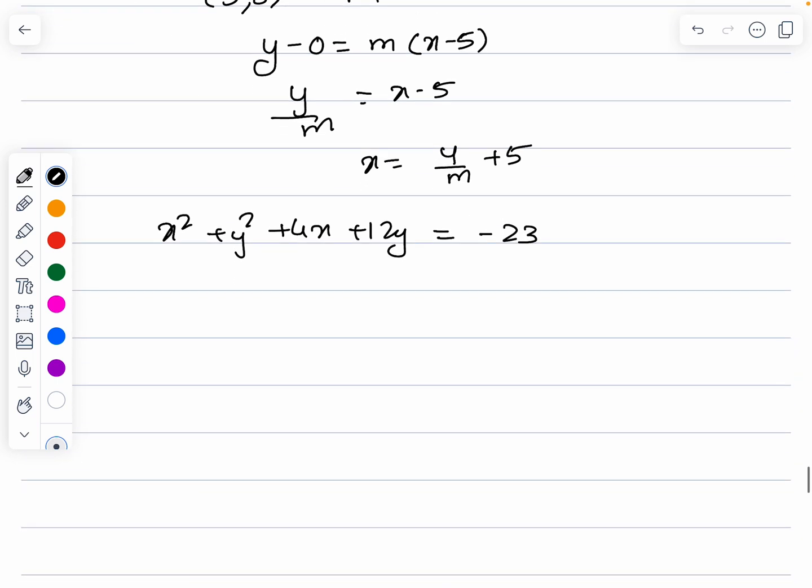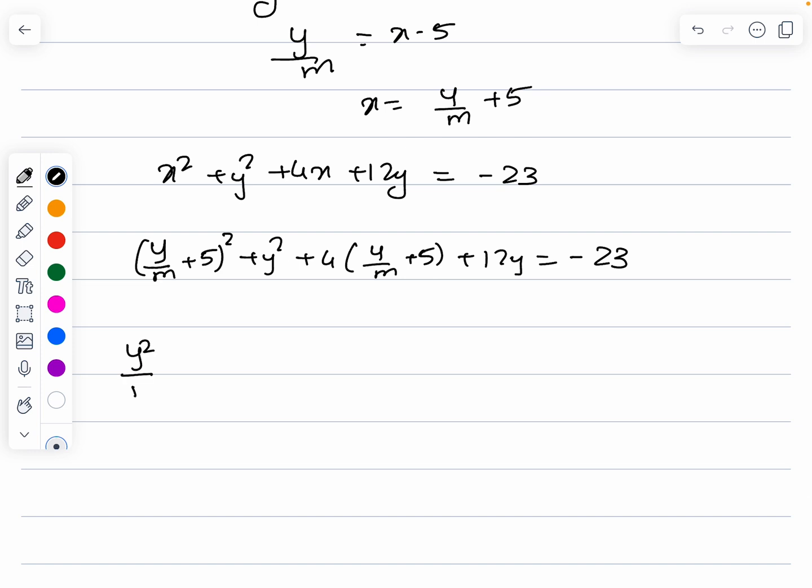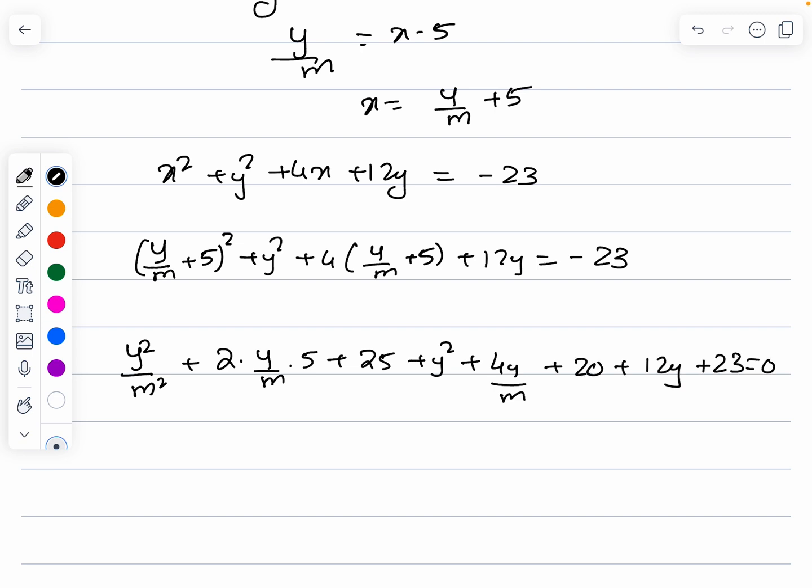Now I am going to substitute the value of x over there. (y upon m plus 5) whole square plus y square plus 4 times (y upon m plus 5) plus 12y equals to negative 23. Expand it out. y square by m square plus 2 times y upon m times 5 plus 5 square is 25, plus y square plus 4y upon m plus 20 plus 12y plus 23 equals to 0.